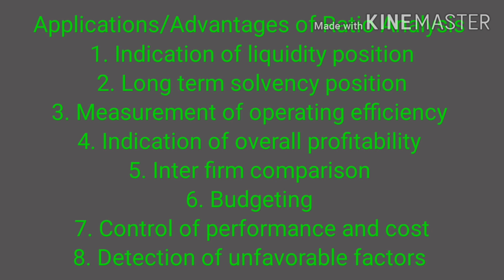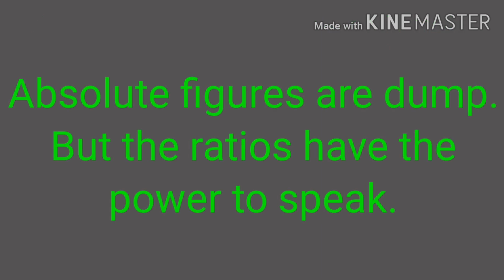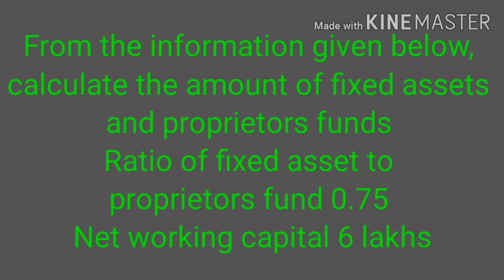8. Detection of unfavorable factors. Analysis of financial statements enables the analyst to find out the soundness or otherwise of a business. If the analysis reveals financial unsoundness, the factors responsible for such unsoundness can be separated and corrective action taken without loss of time. We can conclude by saying absolute figures are dumb, but the ratios have the power to speak. Let us do another problem.